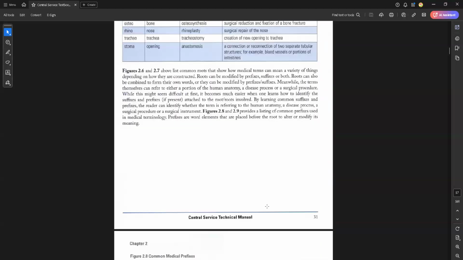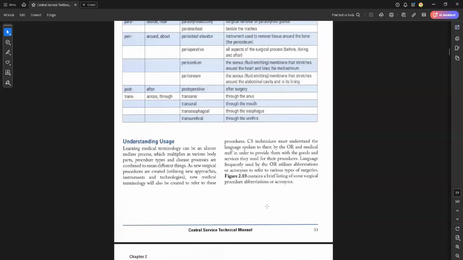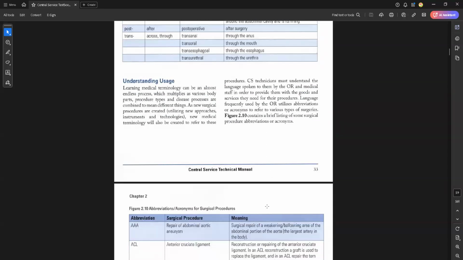As you see them, there are a lot. Tons of them, a lot of examples. Understanding usage. So basically, this is how these terms are used.